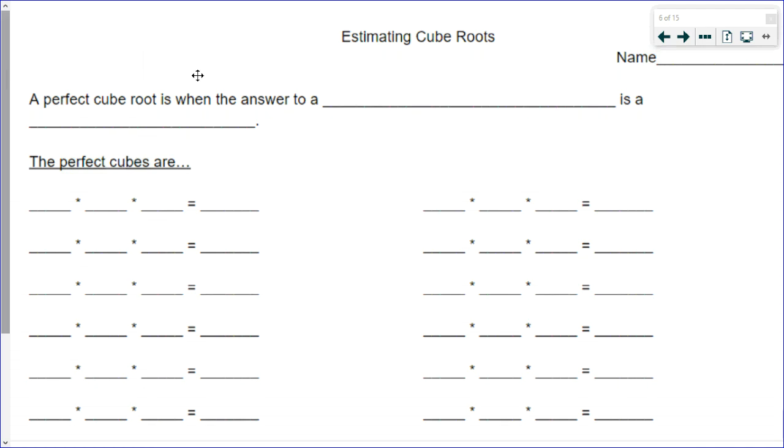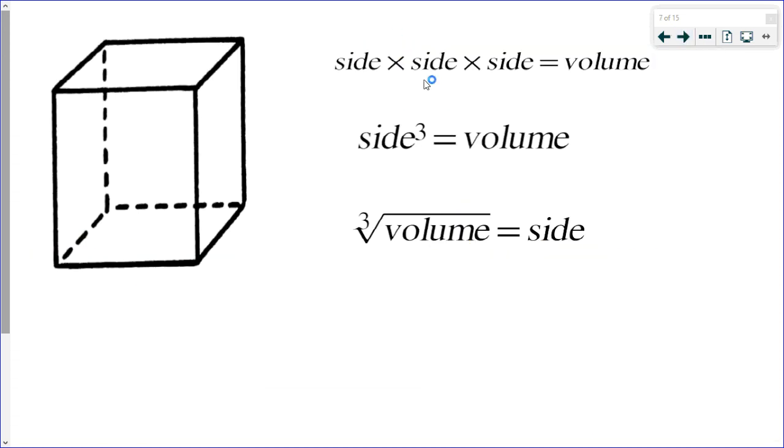So before we dive into this paper, though, I want to talk about what cube root means and what a cube really means. If you imagine a cube, or look at the one up here on the screen, a cube has 3 side lengths that are all the same. And we know to find volume, we take the side times side times side. That gives us the volume of the cube. So we can say that the side cubed equals volume.